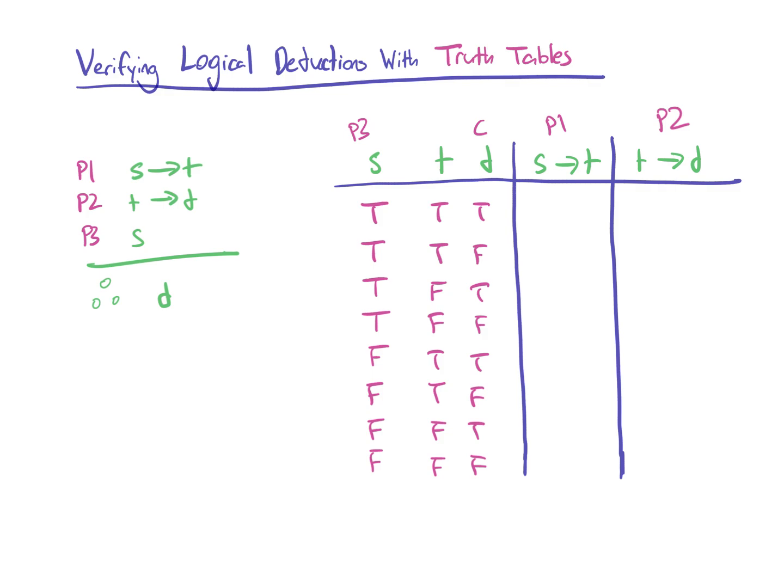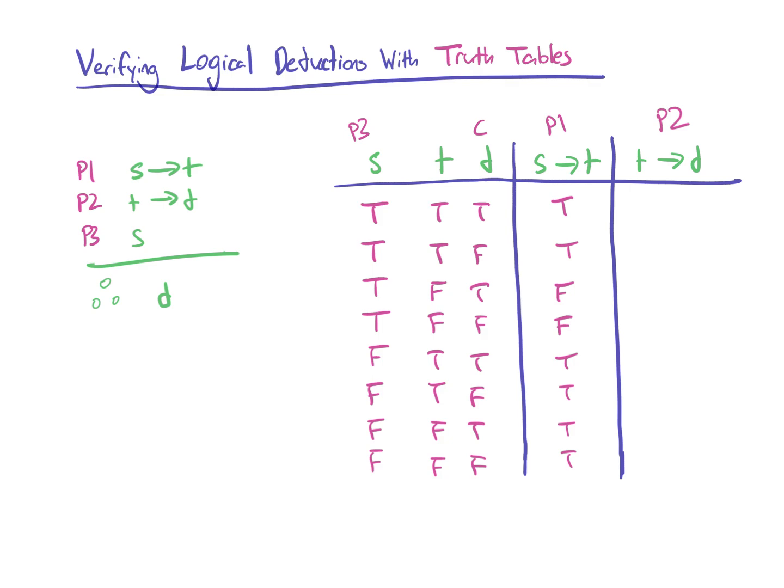Okay, so first I'm going to fill in the truth table, and then we'll see what to do with it in order to verify the logical deduction. So let's start. I want to do S implies T. First line, they're both true. That's fine. Second line, they're both true again. That's fine. Third line, S is true, but T is false. That is not fine. I'm not okay with that for an implication. And remember that when the antecedent of a conditional is false, the conditional is always true. So in the last four lines, S is false, and so the conditional is always true there.